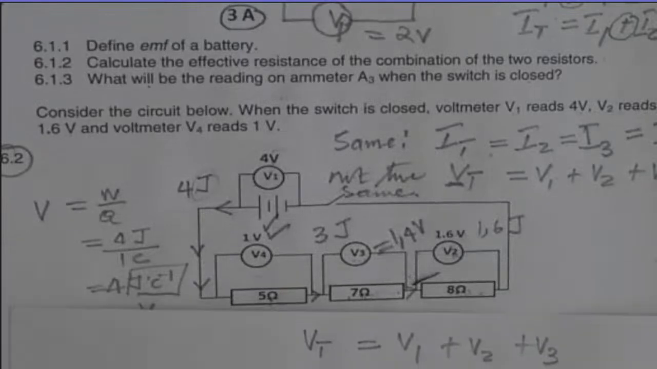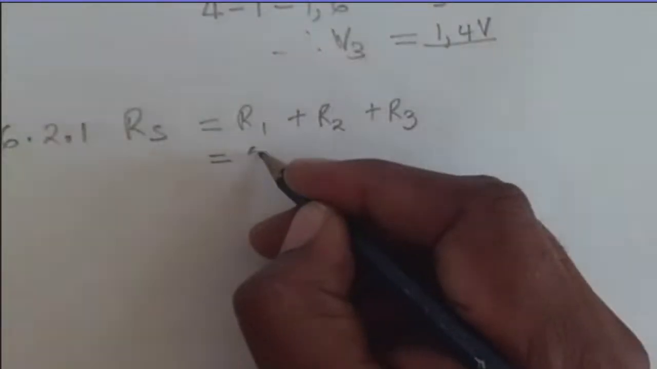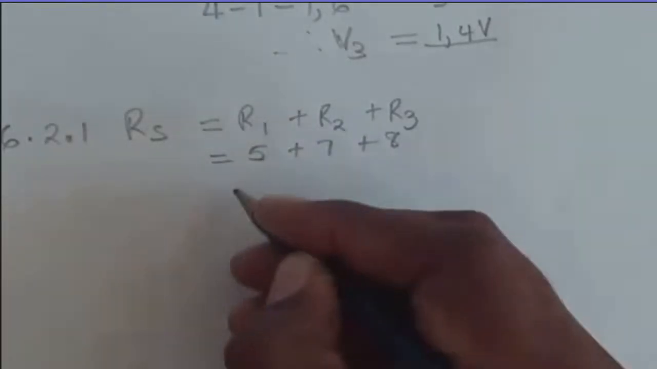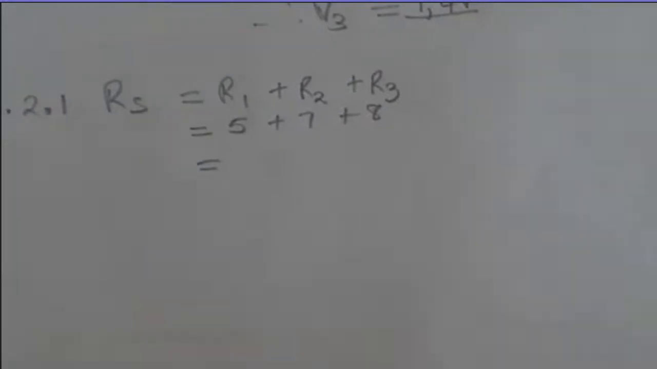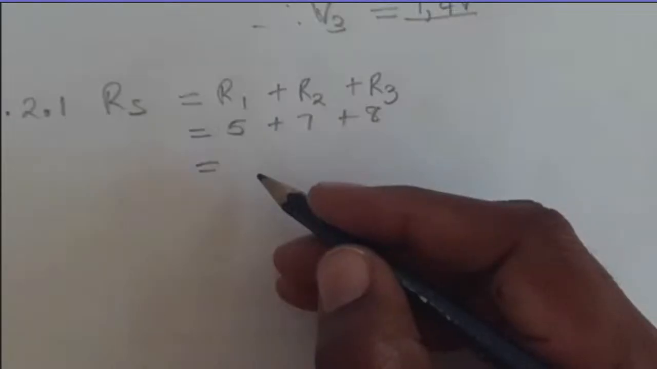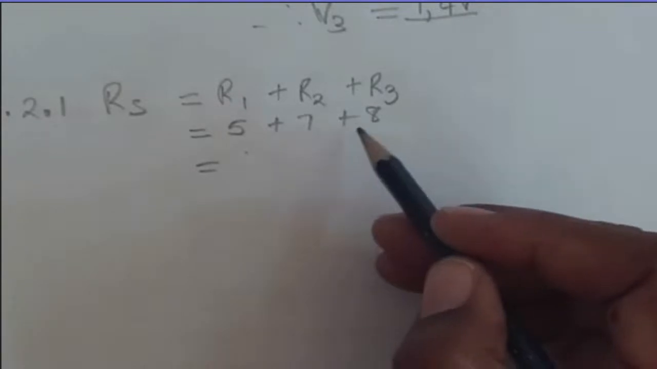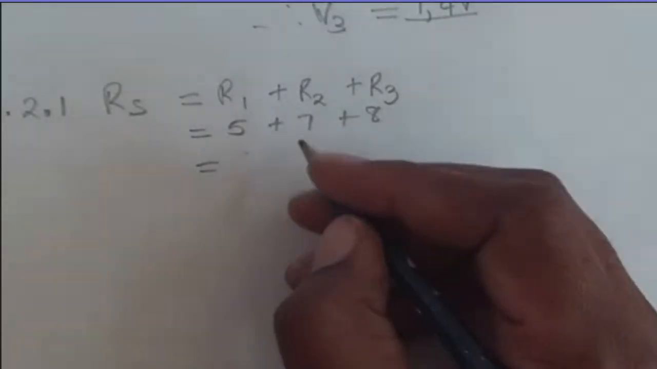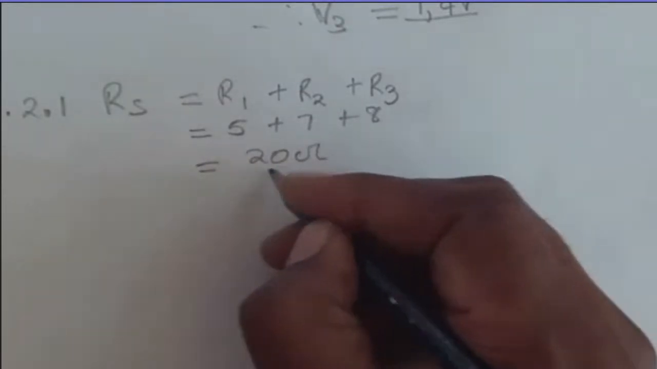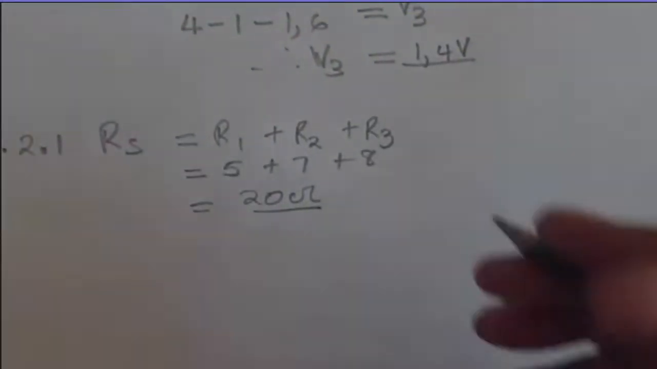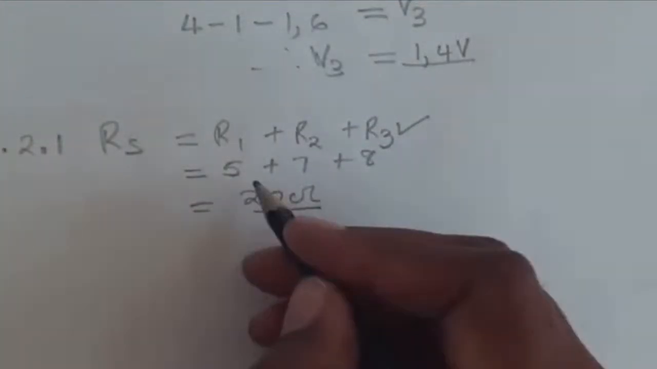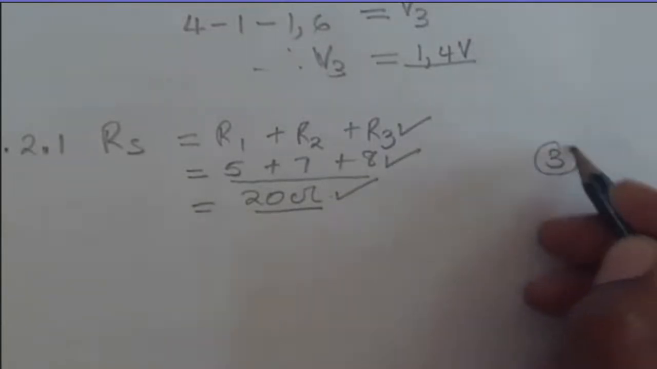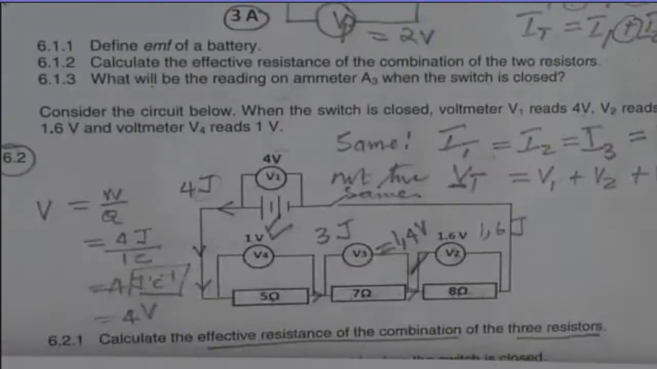R1, R2, R3, I'm having 5, 7, 8. So I'm having 5 plus 7 plus 8. You don't have to use the calculator for this one. This is simple addition arithmetic. It will be 12 plus 8, so that will be 20 ohm. So the formula, everything is correct, and also the final answer. So I'm having 3 marks for that one.